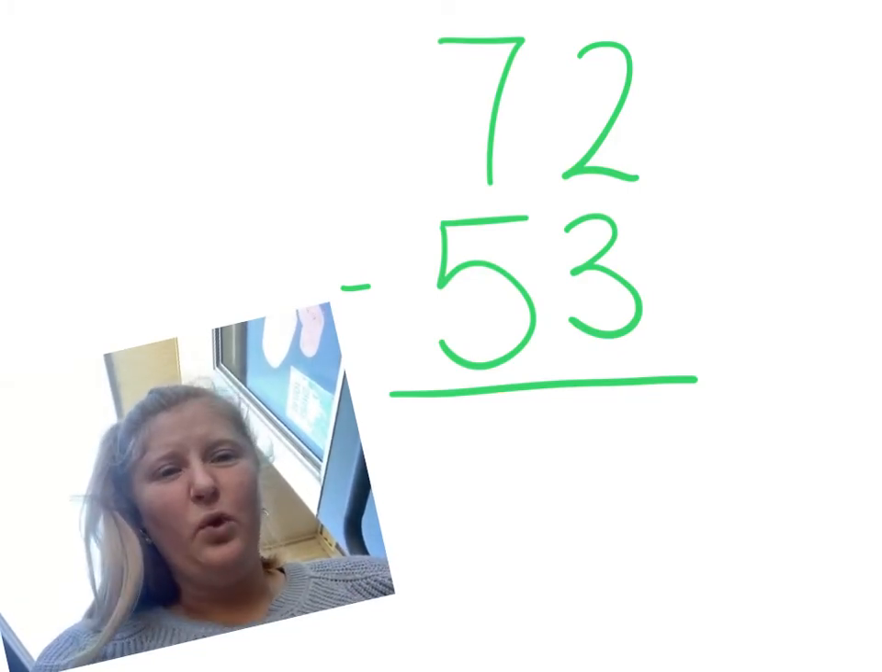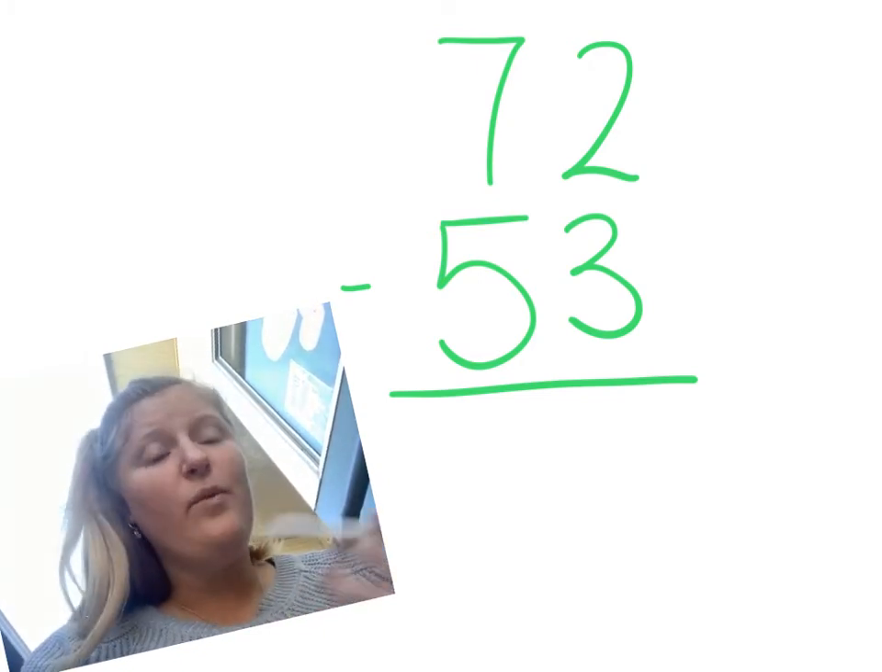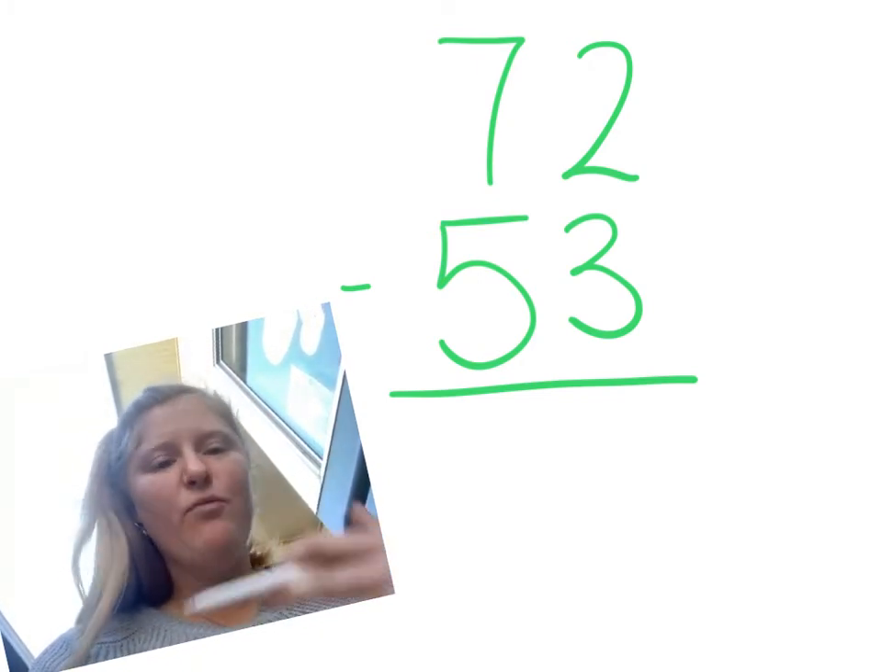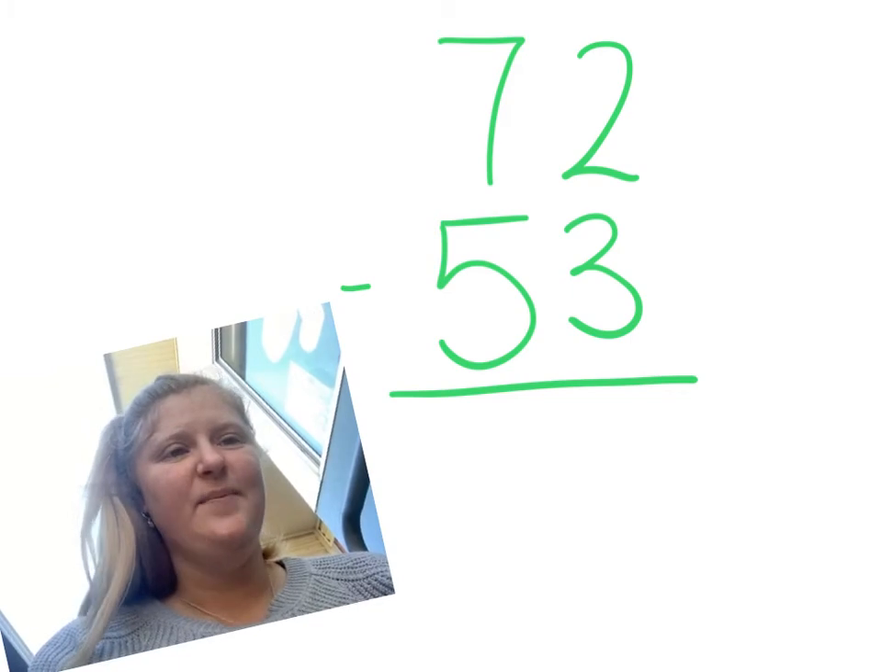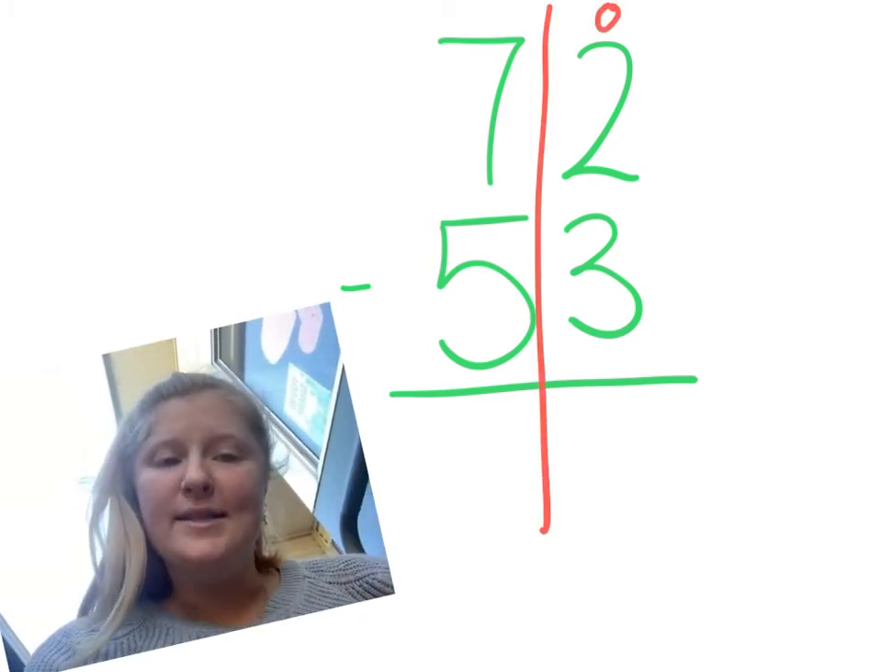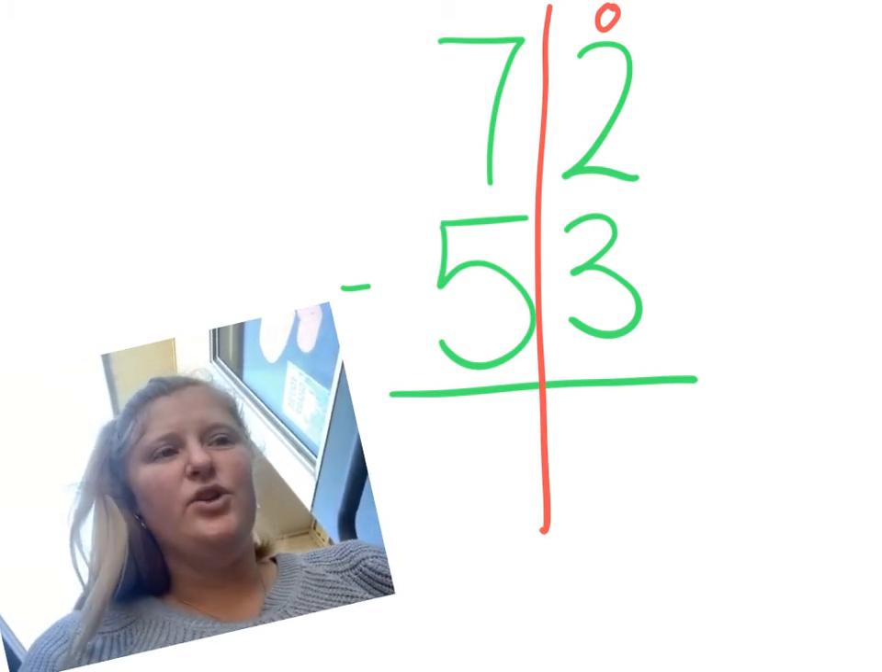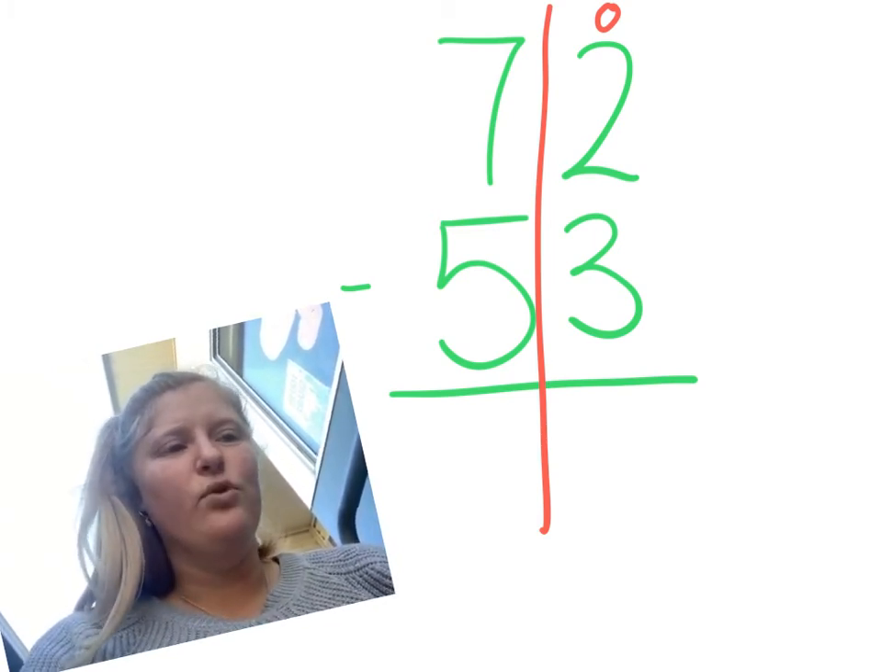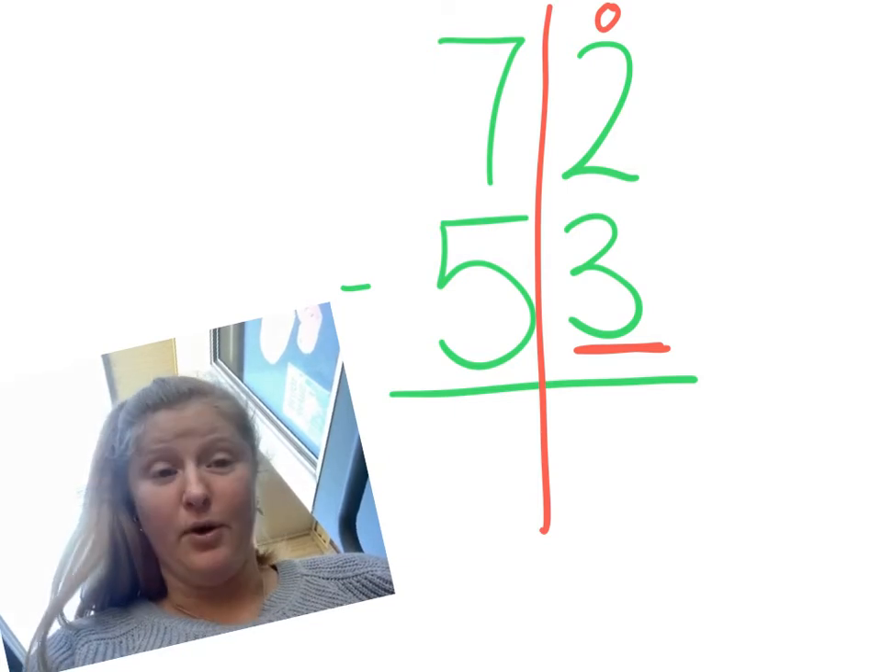The next part of the rap said that if there's more on the floor, I might need to borrow 10 more. So here is what we're going to do. Just like yesterday, we're going to be regrouping and borrowing those 10s. So first of all, I'm going to look at my ones because I always start at my ones. So 2 take away 3. Oh, there's more on the floor here, which means I need to borrow 10 more.